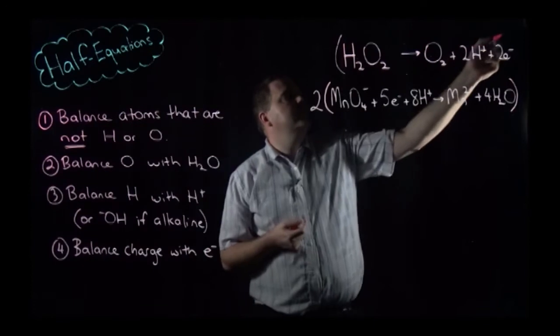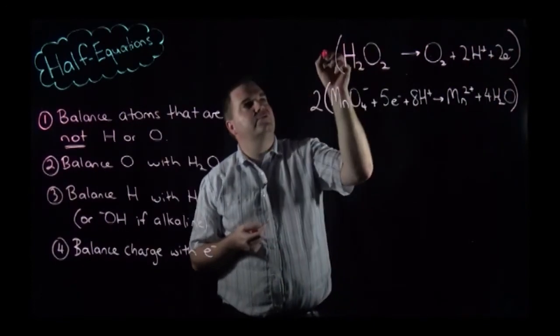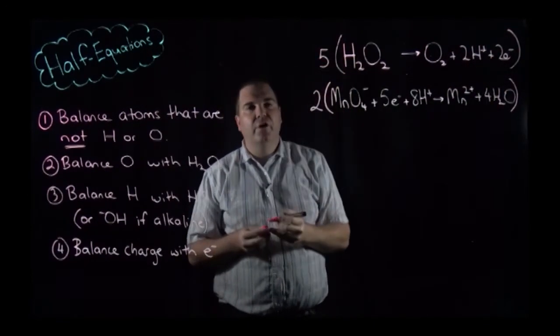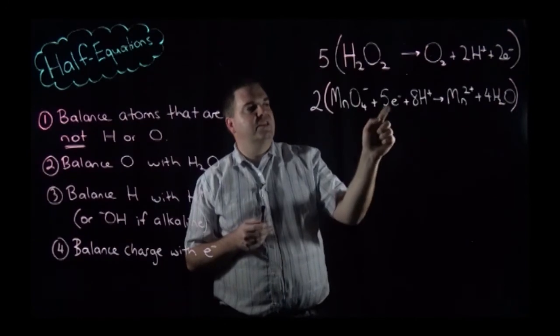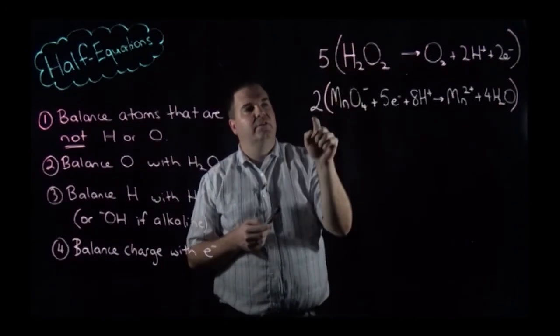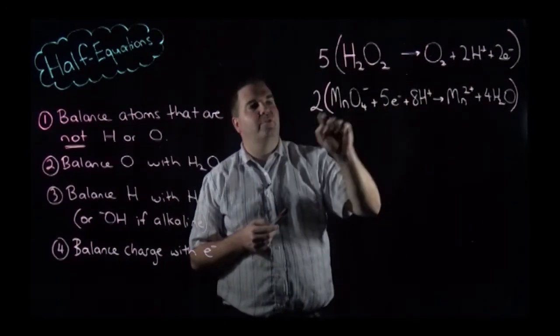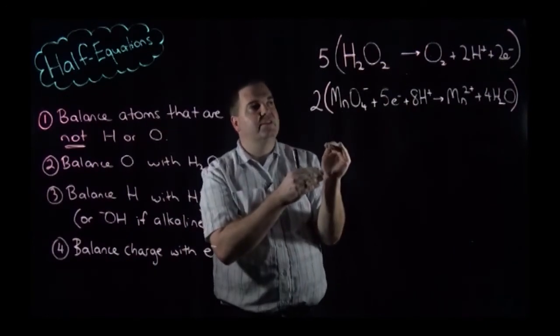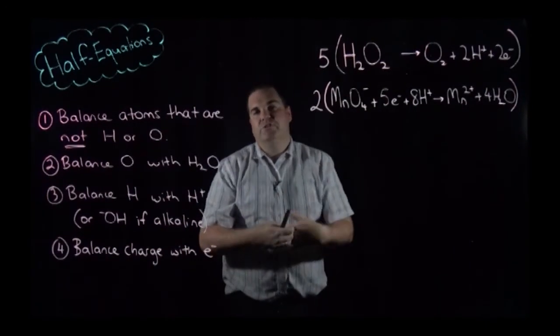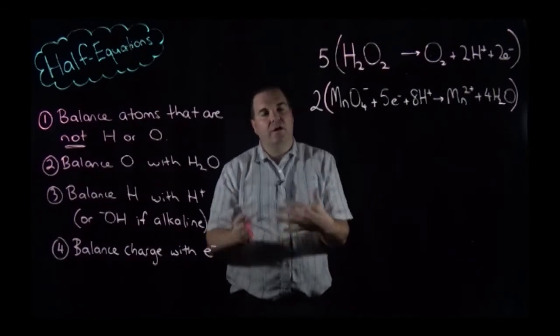Up here, we need to get our 2 electrons up to 10, so we multiply by 5. So notice that the number of electrons here is actually the number we have out the front. The number of electrons we have here is the number out the front, so it crosses over really nicely. And then what you do is you just add everything on the left-hand side with the right-hand side.